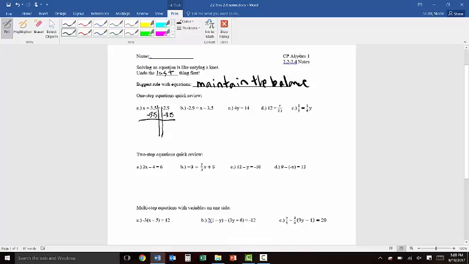When we're solving equations, something should always cross out to either make 0 or 1. So 3.5 minus itself is 0. We don't write 0, we just bring down x because that's what we have left over. And then negative 2.9 and negative 3.5 are going to make negative 6.4.